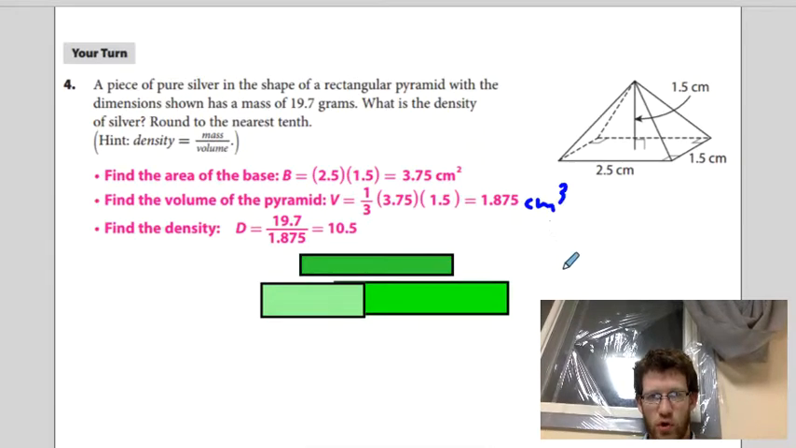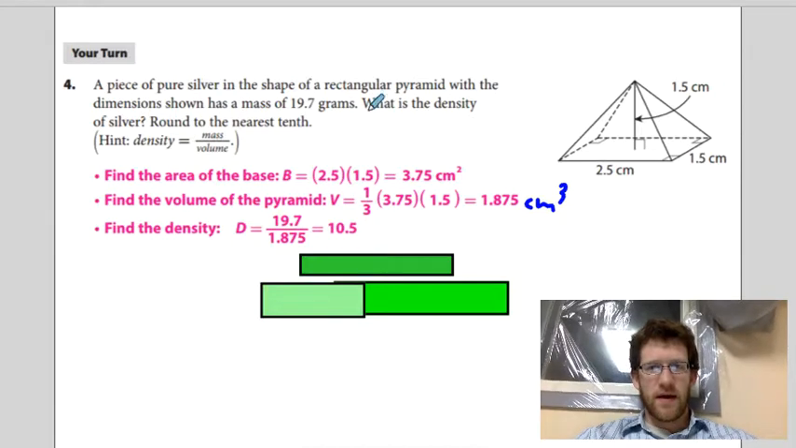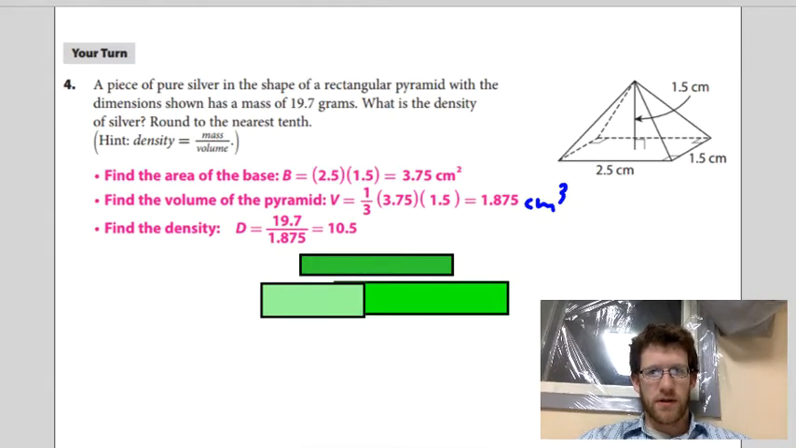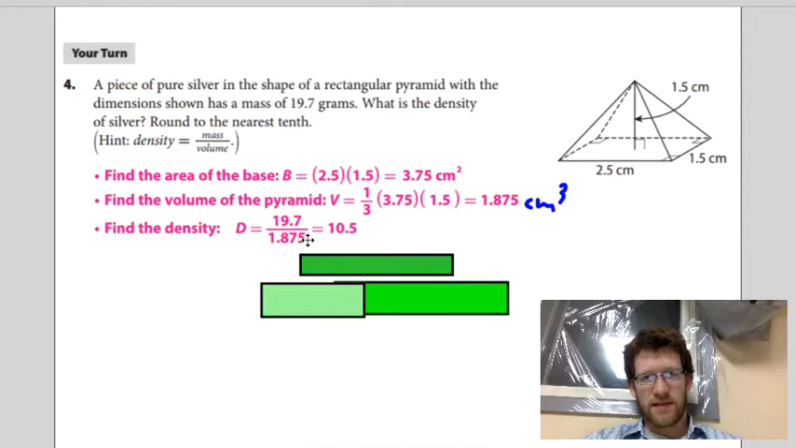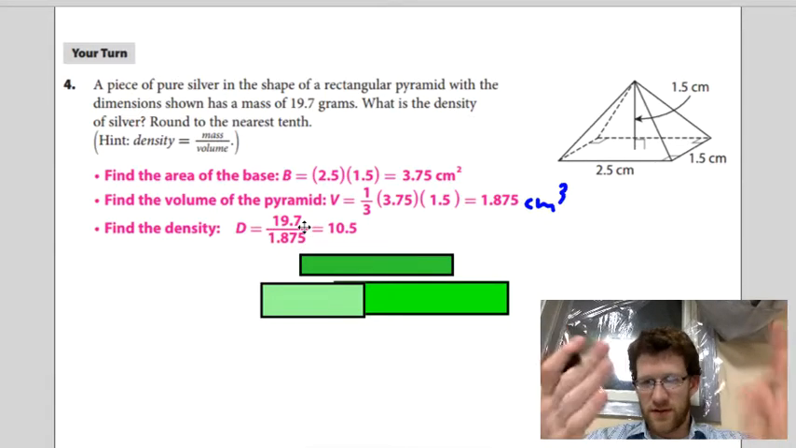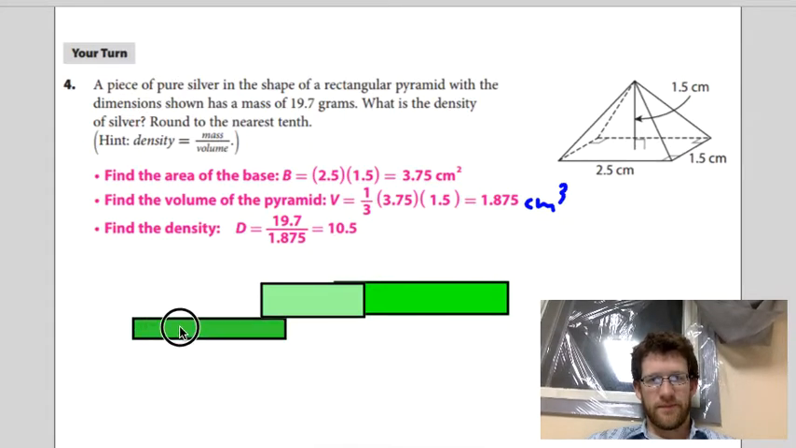The units on that, though, should be centimeters cubed, cubic centimeters. And then finally, density, which we're going to do a separate lab on later, especially once it gets warm outside, is to just divide the mass by the volume, which gives us 19.7 over 1.875. Again, they have to put in that extra step because this stuff is just a little too easy for you, to give us some number.